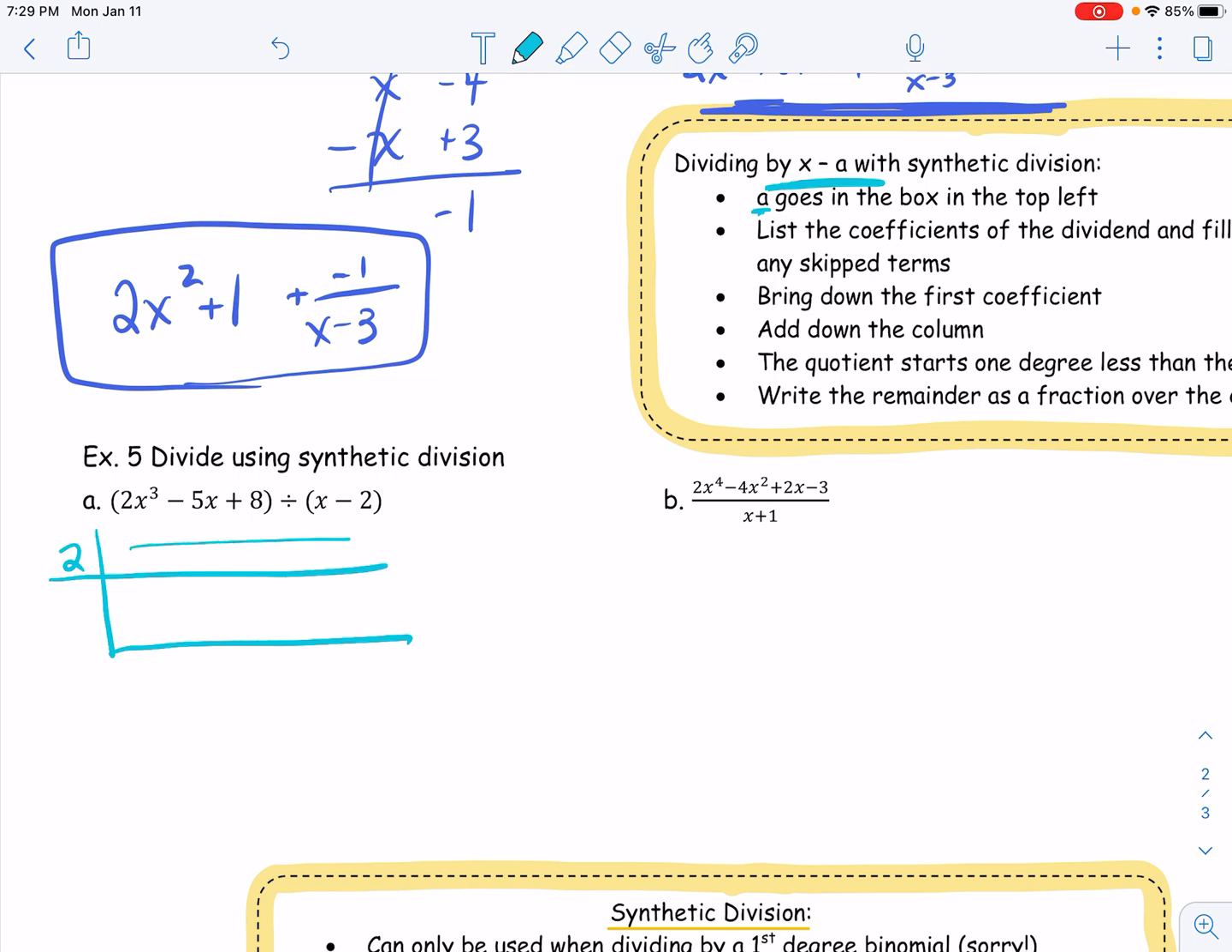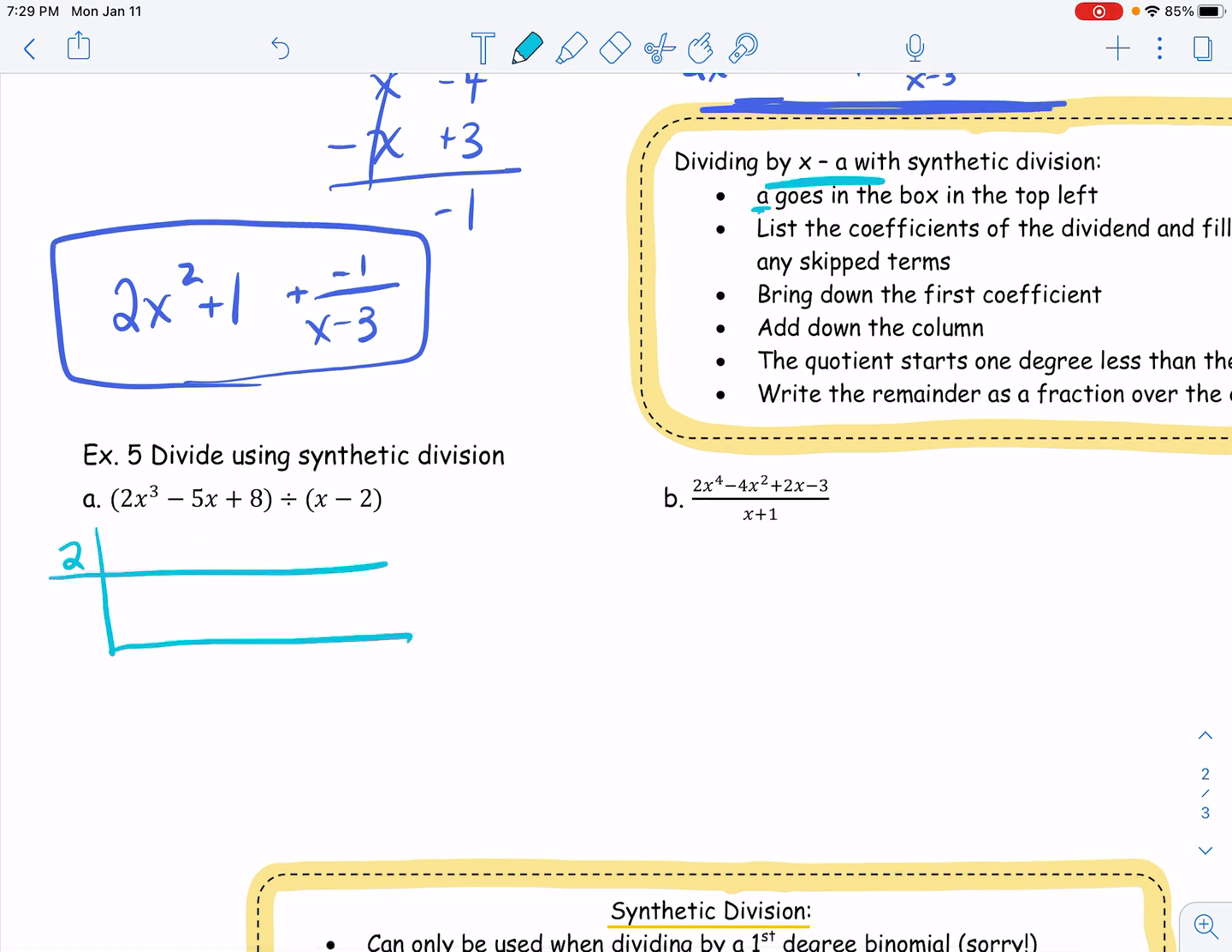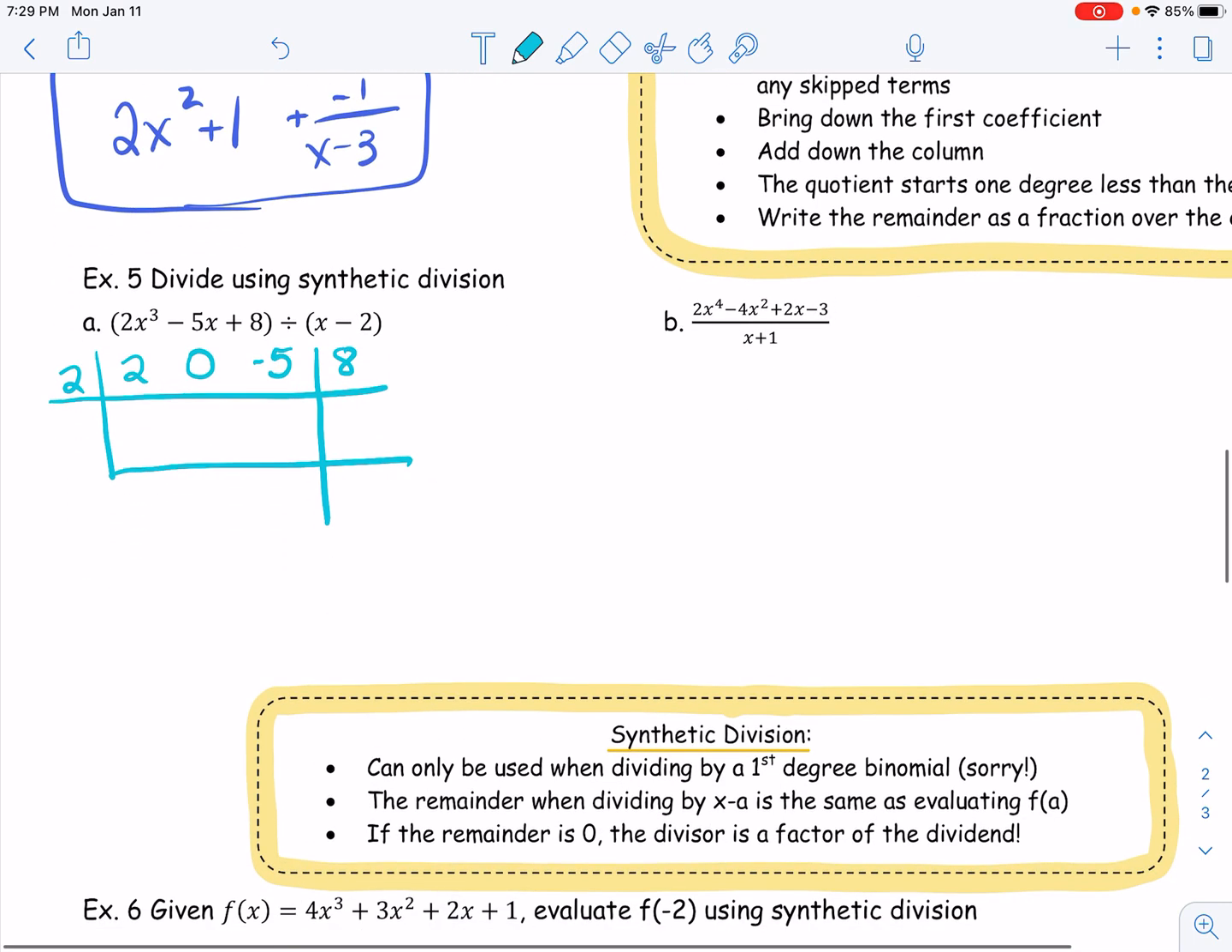Across the top here, I write my coefficients, and I want to make sure I put a 0 as a placeholder. 2x to the third, 0x squared, negative 5x, 8. I know my remainder is going to be here, so I also draw that vertical line just to help me out. You don't have to do that, okay? Process, drop down the first term, multiply. 2 times 2 is 4. Add. 0 plus 4 is 4. Multiply. 4 times 2 is 8. Add. Negative 5 plus 8 is 3. Multiply. 3 times 2 is 6. Add. 8 plus 6 is 14.